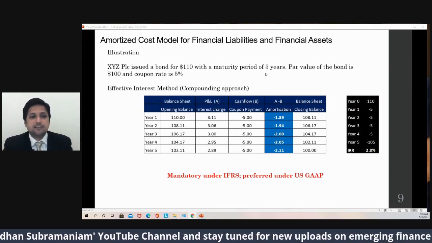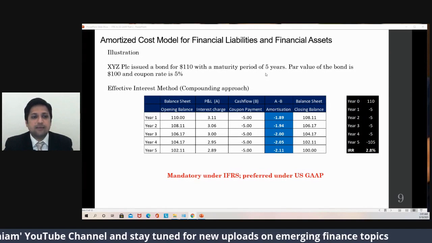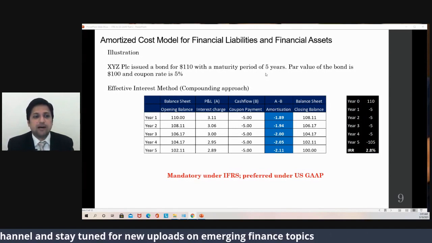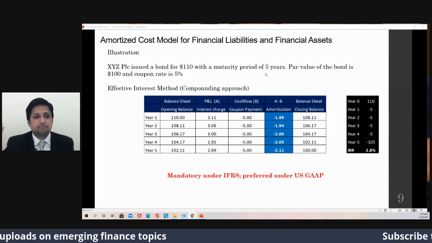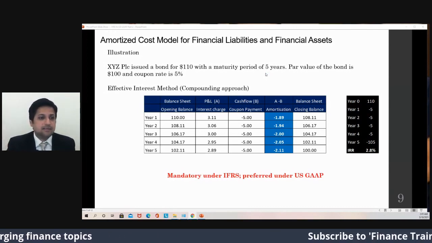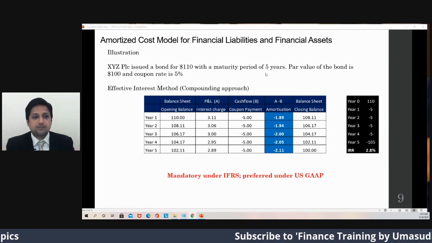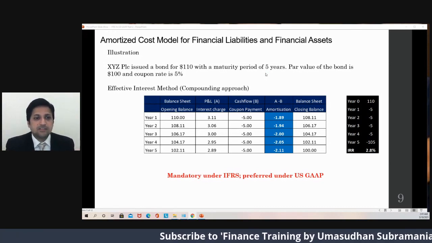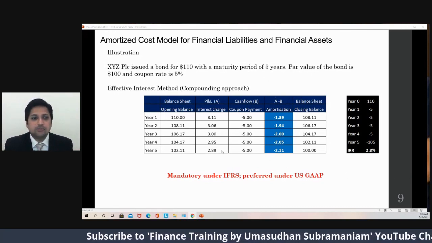So the interest rate of 5% needs to be charged on the par value. So $100 times 5% needs to be paid annually over the maturity period of the bond. So now let's look at how to look at this.